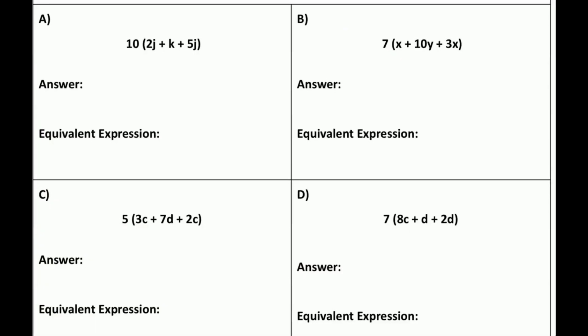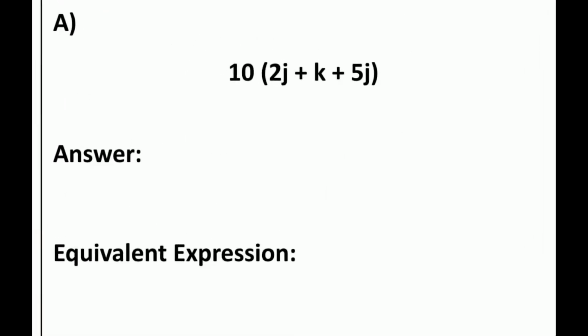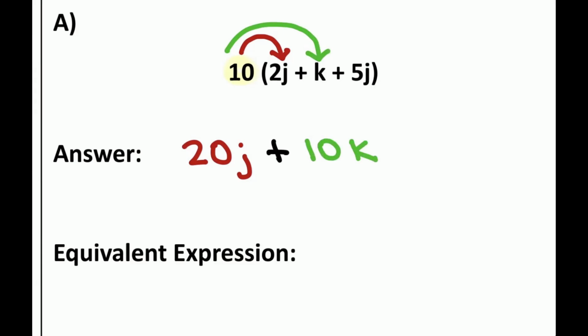Let's take a look at example A. We're going to distribute the 10, our coefficient, on the outside of the parentheses and multiply it times each term on the inside. 10 times 2J is 20J. We'll bring down our plus. 10 times K is 10K. And 10 times 5J is 50J. That's our first answer.